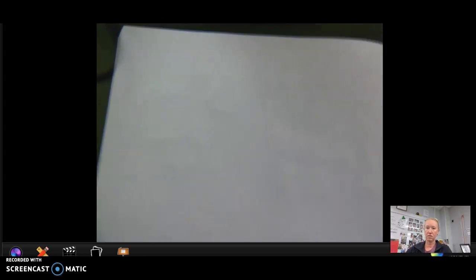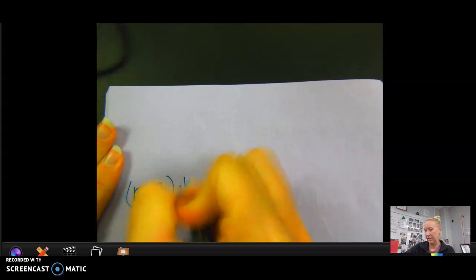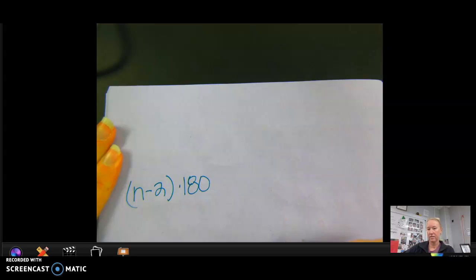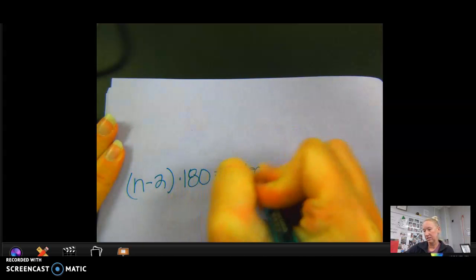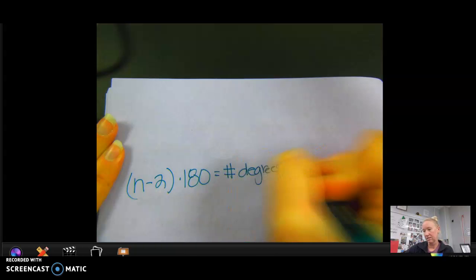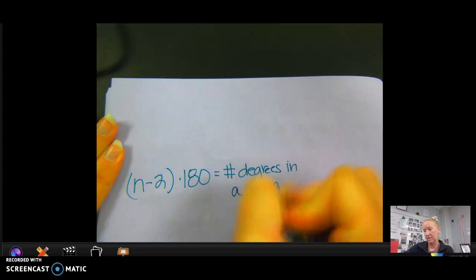I actually want to do one more thing. Go to the back. I'm going to talk about a formula real quick. n minus 2 times 180 equals the number of degrees in a polygon. That is the formula to find the number of degrees.